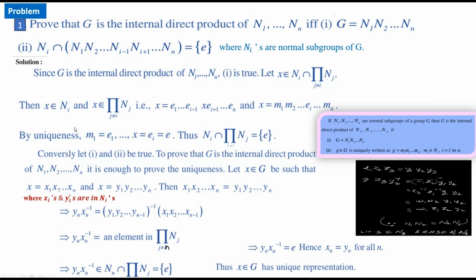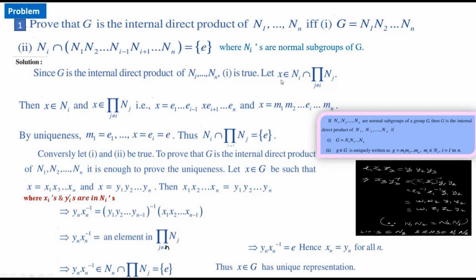normal subgroups of G. Now to prove the first one, that is assuming that G is the internal direct product, we make use of the definition and then prove the two conditions. So in this definition we have the first condition to be G is the product of N1 etc. Nn. So that is what we have here. So it is enough we prove the second one alone.